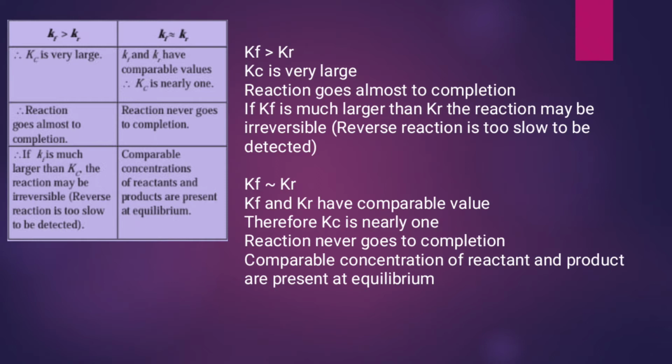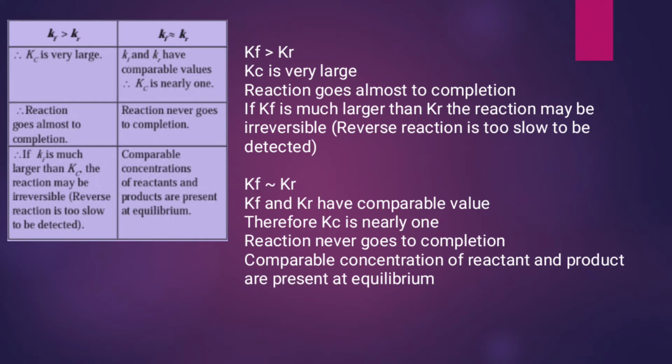Now see the other part of the chart over here. If Kf is equal to Kr, that is, if the rate constant of the forward reaction is equal to the rate constant for the reverse or backward reaction, then Kf and Kr have comparable values. Therefore Kc is nearly 1. The reaction never goes to completion. So over here the reaction will never go to completion.